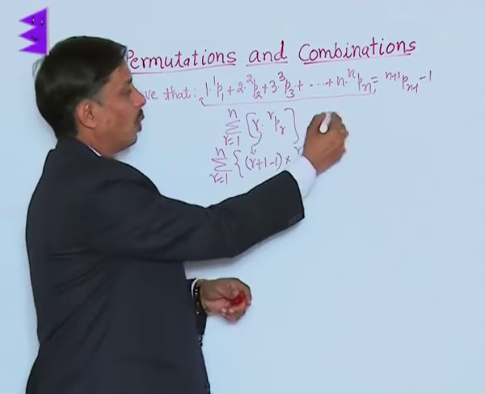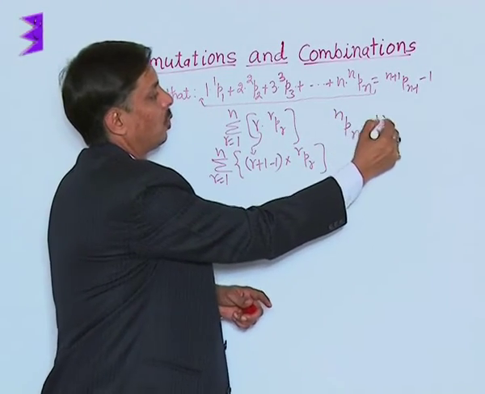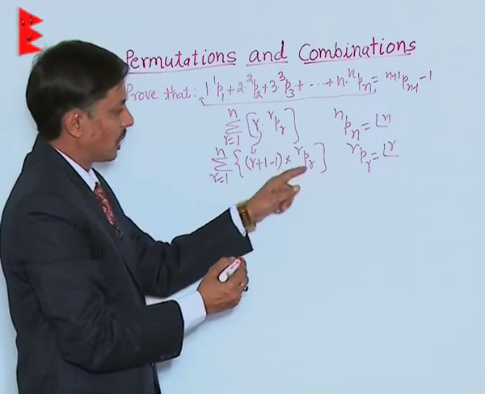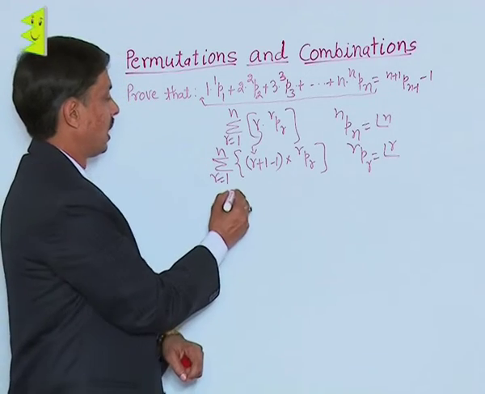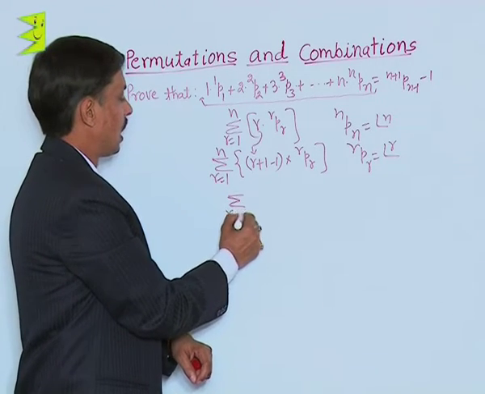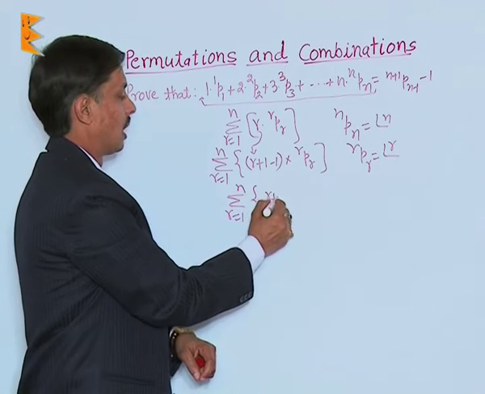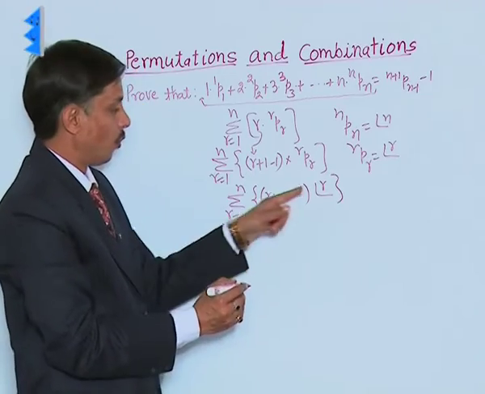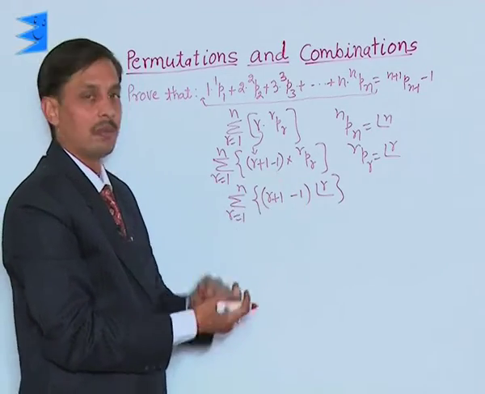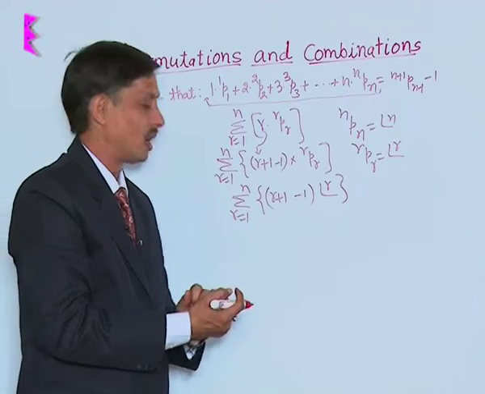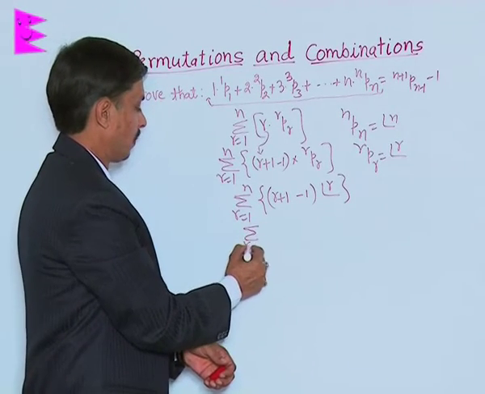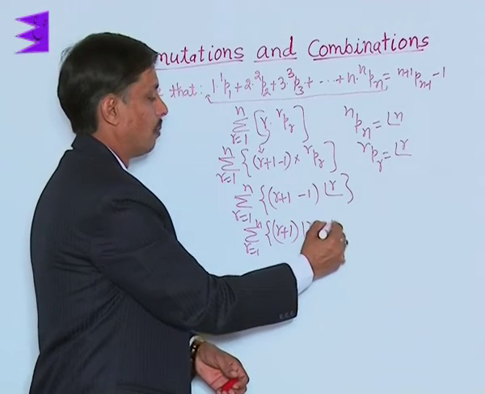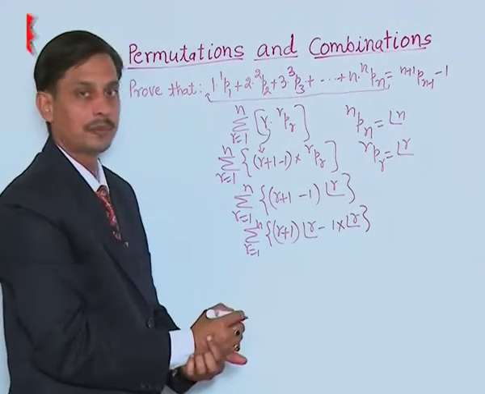Now you know nPn is factorial n, so rPr is factorial r. This rPr will now be replaced by factorial r. So this becomes the sum from r equals 1 to n of (r plus 1 minus 1) times factorial r. When factorial r is multiplied with minus 1, it gives minus r factorial. So the result is the sum from r equals 1 to n of (r plus 1) into factorial r minus 1 into factorial r.